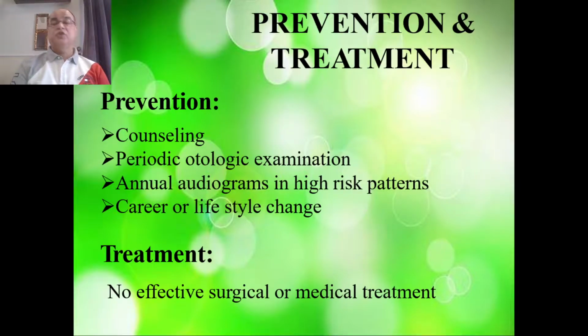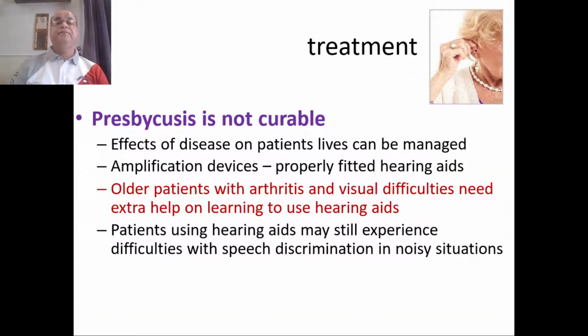There is no effective surgical or medical treatment, but still we can help. Though it is not curable, its effects on the patient's life can be changed. So we can use amplification devices like well-fitted hearing aids. But patients who have arthritis or presbyopia or other visual problems at the same time in this particular age group need extra help to learn how to use these hearing aids, because they have small buttons to put them on and off, for volume control, replacement of the batteries, etc. Patients using hearing aids may still experience difficulties with speech discrimination, especially in noisy situations.